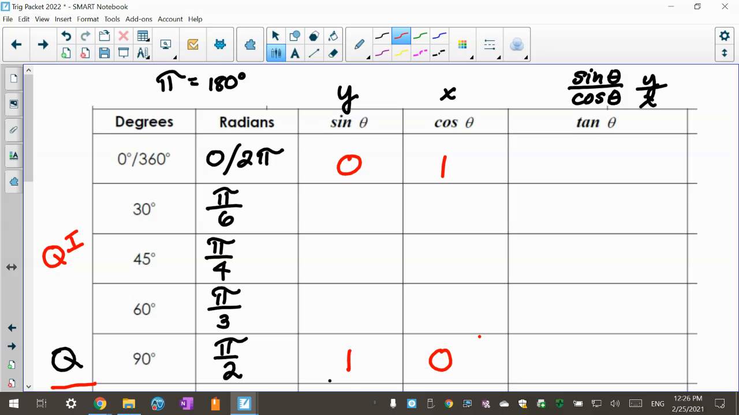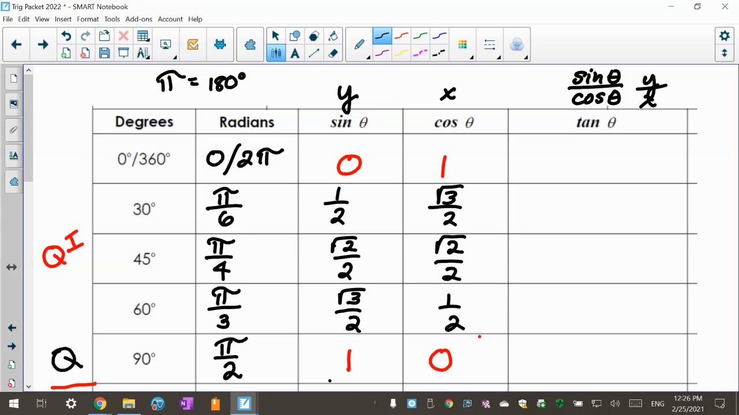Now there's a pattern when I go through this because sine starts at 0 and goes up to 1. Cosine is at 1 and goes down to 0. There's a pattern that you can use. So watch, you've got radical 1 over 2, radical 2 over 2, radical 3 over 2. And then this is the same thing but backwards. Radical 3 over 2, radical 2 over 2, and 1/2. Okay, so that's the pattern there.